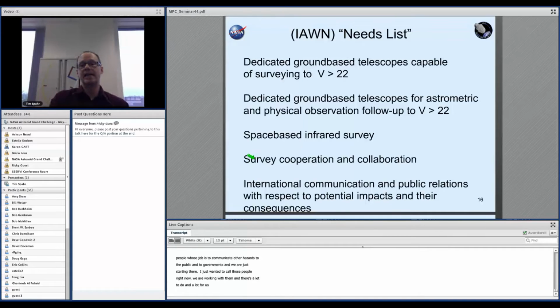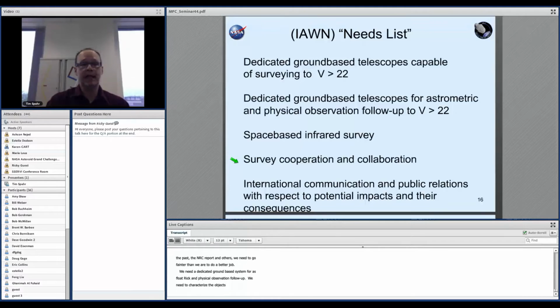So now we'll go up here to dedicated ground-based telescopes capable of surveying the sky down to 20th magnitude. We need this sort of thing to improve the ability to predict impacts and defend the planet. Right now, the sky is not being covered down that faint. And if you go back to the studies in the past, the Science Definition Team report, or the NRC report, we need to go fainter than we're going now to do a better job. We need a dedicated ground-based system for astrometric and physical observation follow-up. We need to be able to characterize the objects. We need to know where they are.